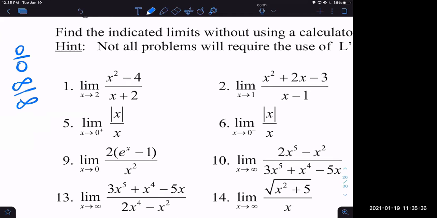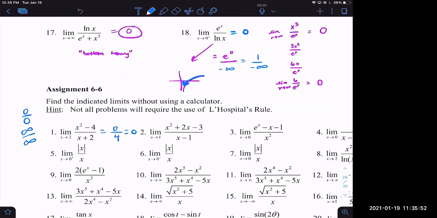Here we plug in 2, we get a 4 in the bottom. 4 is not 0 or infinity, so it can't be L'Hopital's rule. If you did L'Hopital's rule, you'd get the wrong answer. Okay, and then you can plug in 2 on top and you get 0. 0 over 4 is totally fine. So that answer is 0. Okay, so just be careful not to apply L'Hopital's rule when it doesn't apply.